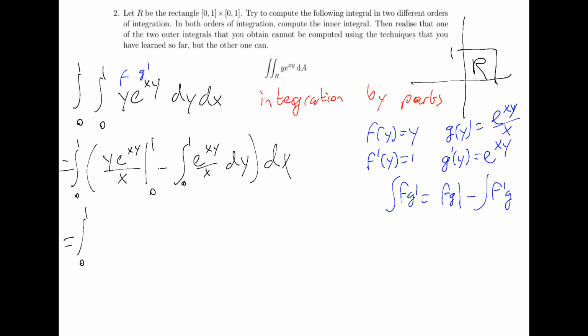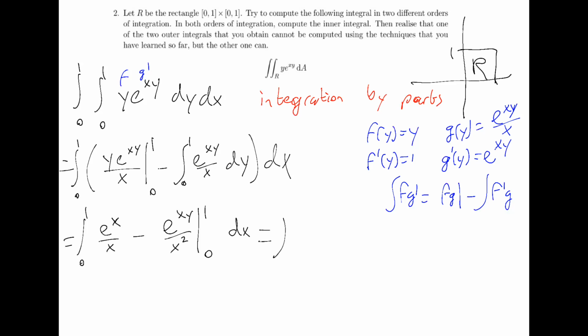Okay, well, let's compute this. If I plug in 1 for y, I get e to the x over x. If I plug in 0 for y, I get 0, so we can leave that part. And now for the second integral, I must integrate this term with respect to y. Remember, x is a constant. So for the same reason as over here, when I integrated e to the xy, I get a 1 over x extra. I already have a 1 over x, so I will get 1 over x squared. So what I will get is e to the power xy over x squared, again between the boundaries 1 and 0, dx.